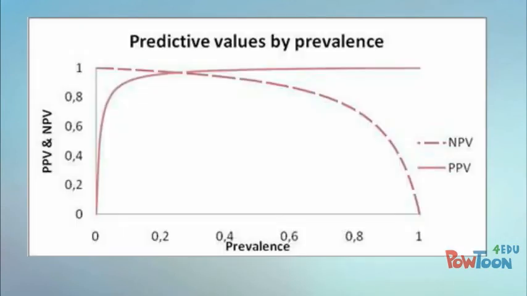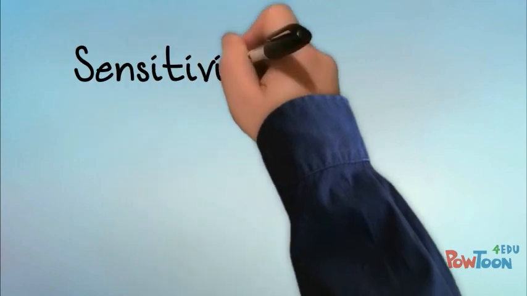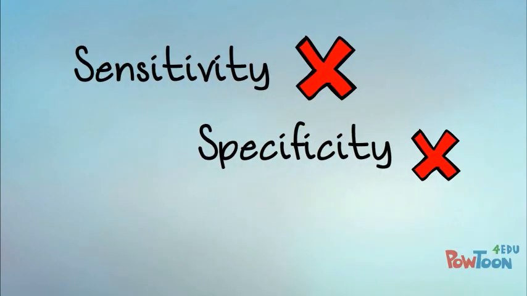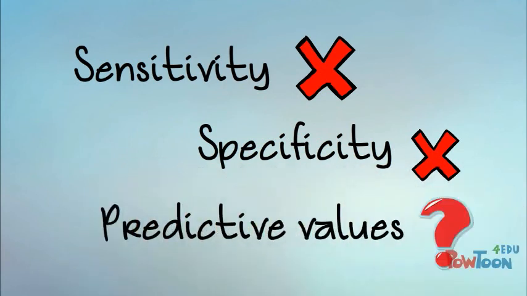This graph is based on a test with a sensitivity of 90% and a specificity of 99%. It shows how PPV and NPV vary between 0 and 100% depending on the prevalence of the condition. The obvious question, therefore, is how can we decide the probability of pregnancy or any diagnosis using data from a diagnostic accuracy study if sensitivity, specificity, and predictive values can only rarely give us the correct answer? The answer to this conundrum lies in Bayes' theorem, which is the subject of the next video.